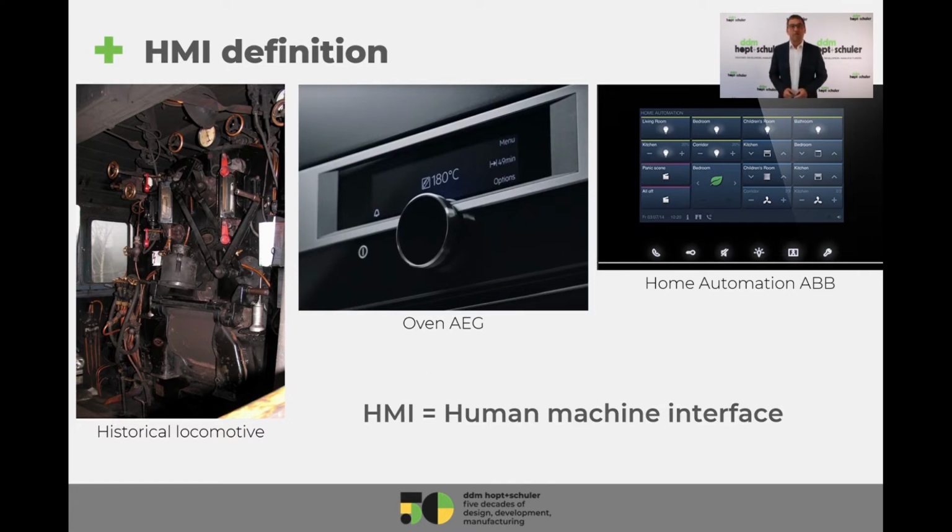What hasn't changed over these centuries is the human itself. We still have 10 fingers, 2 eyes and 2 ears. So that means as complex as a machine might be in the future, at the end, it must be possible that this machine can be operated by a human. And that's the reason why it is so important to find the right haptic in your HMI.